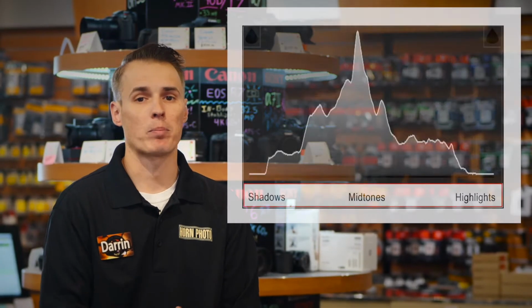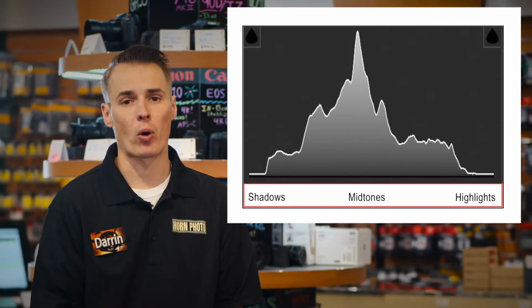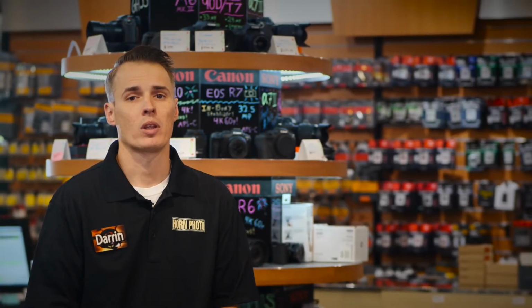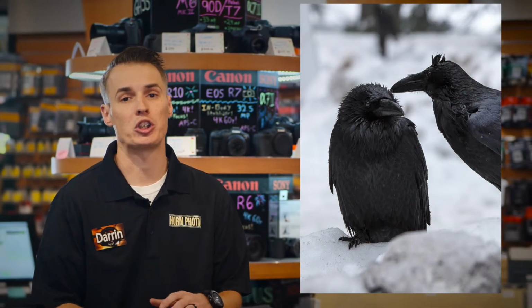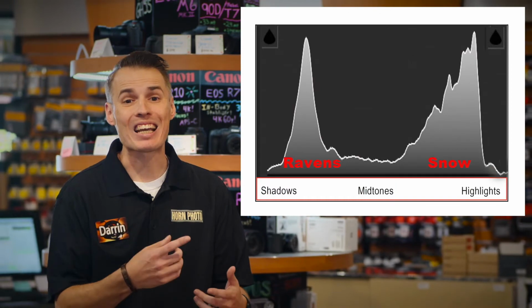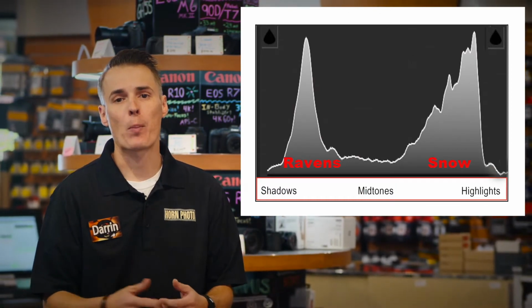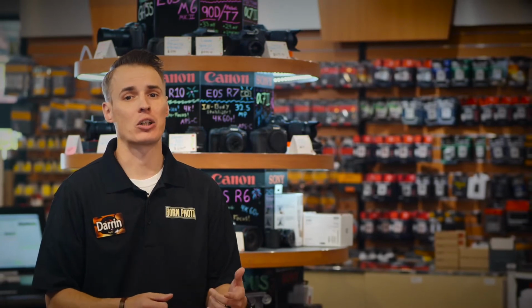Look at the histogram. Do you see how the graph is thick in the middle but not on the right or left sides? Now here's a shot of ravens in the snow. No midtones here, just shadows and highlights. See how the graph is thick on the left and right but not in the middle? Your camera most likely has an option to see the histogram for each shot that you take.